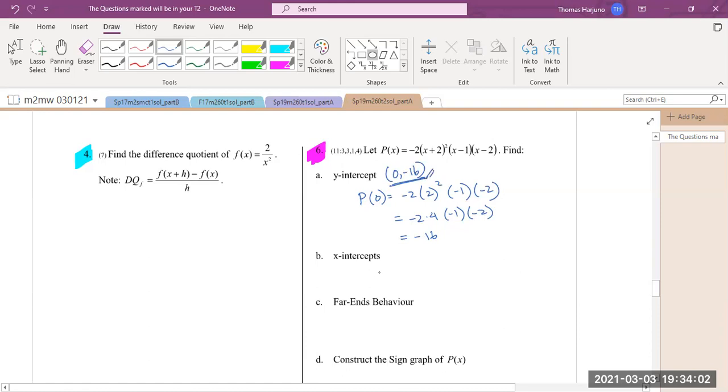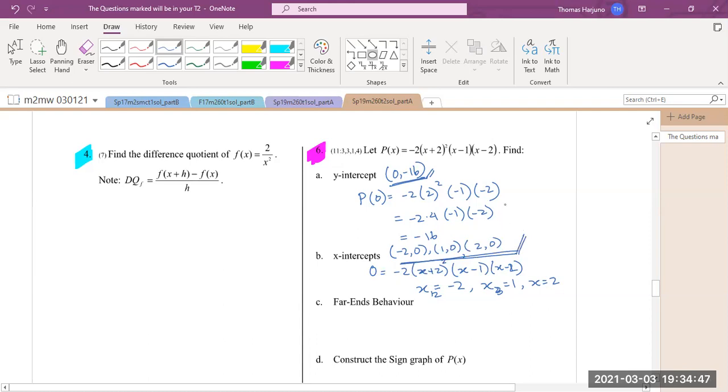How about the x-intercept? Notice that it's already in factored form. I set the y equals to 0 and then solve for x, but the polynomial is already in factored form. So the solution for this is -2, 1, 2. So the x-intercepts are (-2, 0), (1, 0), (2, 0). Those are the x-intercepts.